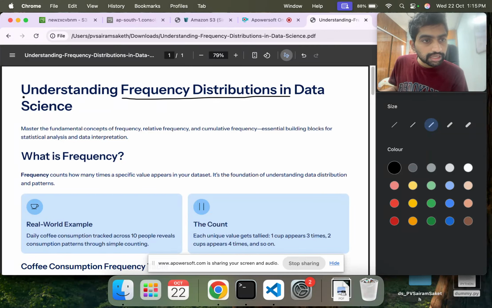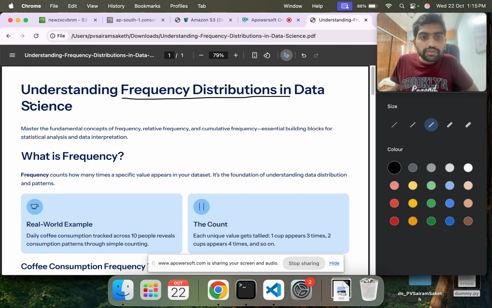So, in this playlist, we are discussing the statistics and probability concepts. In the last lecture, we covered the measures of central tendency, where we discussed concepts like mean, median, mode, and we also implemented it in Python using the stats module. So, today we are going to understand the second form of descriptive statistics, that is the frequency distribution.